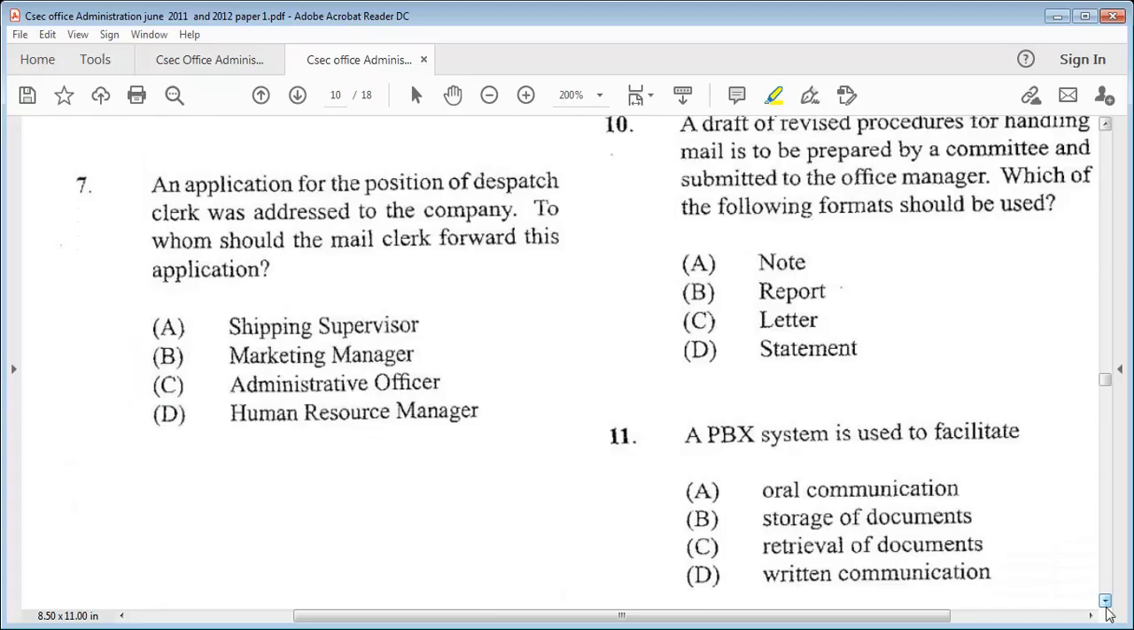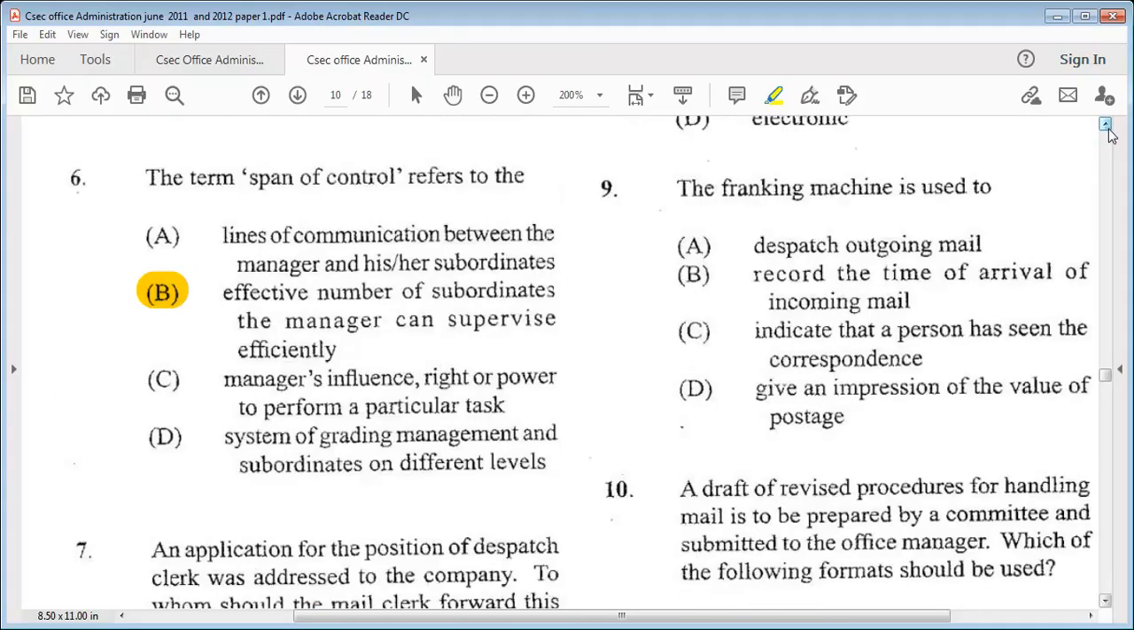An application for the position of dispatch clerk was addressed to the company. To whom should the mail clerk forward this application? A. Shipping supervisor. B. Marketing manager. C. Administrative officer. Or D. Human resource manager. Our answer would be the human resource manager, seeking a position in a company. Okay, let's go on to question number 8.